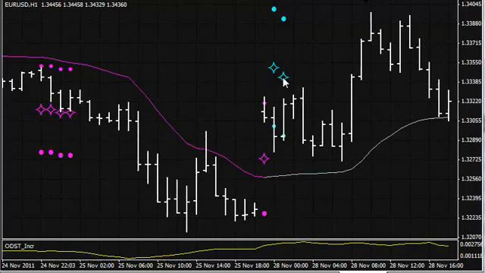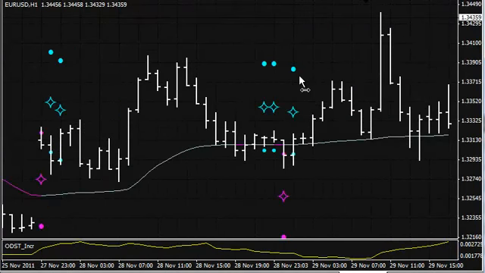And all the targets are very dynamic, so as the market range gets wider, the targets get bigger. As the market settles down and is quiet, you're going to notice it's going to fine-tune itself to market conditions.